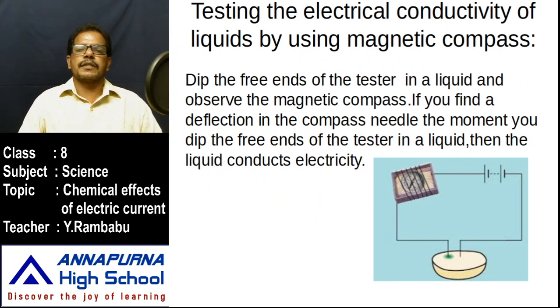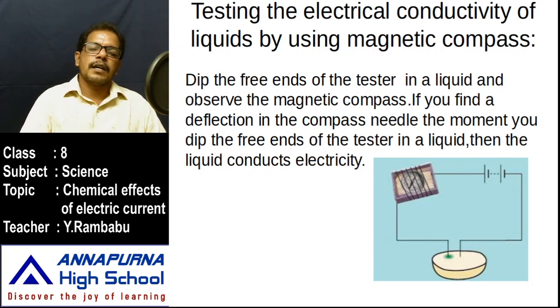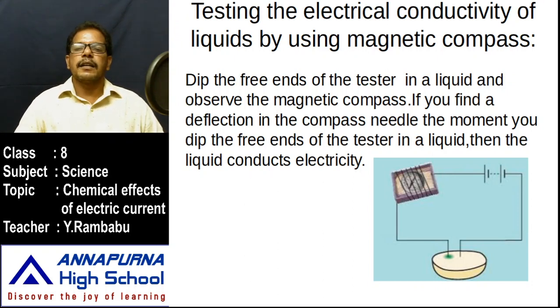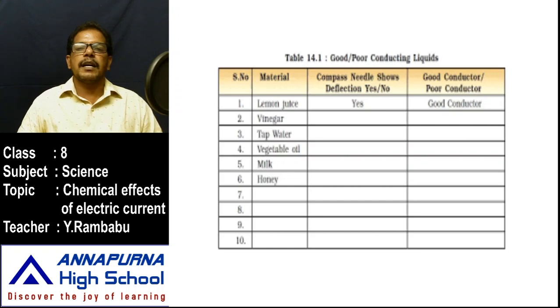Collect different solutions like lemon juice, vinegar, tap water, distilled water, vegetable oil, as shown in the table. Collect different liquids and prepare aqueous solutions of these liquids. How do you prepare the aqueous solutions of liquids? For example, take some distilled water and add HCl. It dissolves, then an aqueous solution of HCl is formed. Like that, prepare aqueous solutions of sugar, salt, vinegar, that means acetic acid, milk, vegetables, or whatever is available in our surroundings.